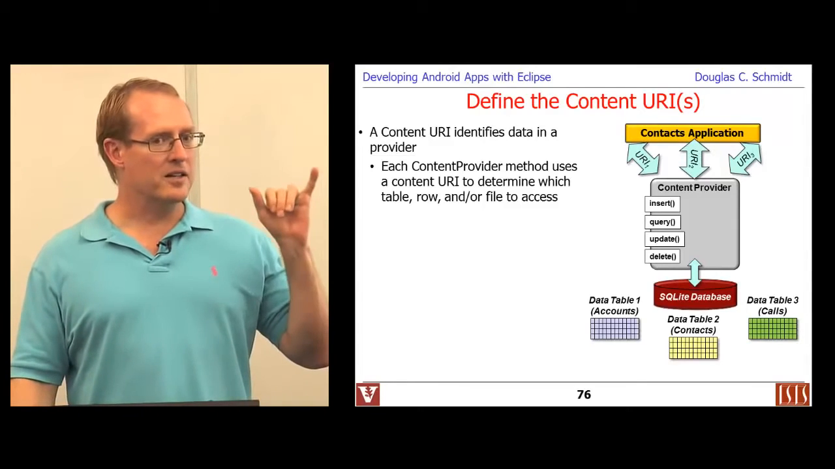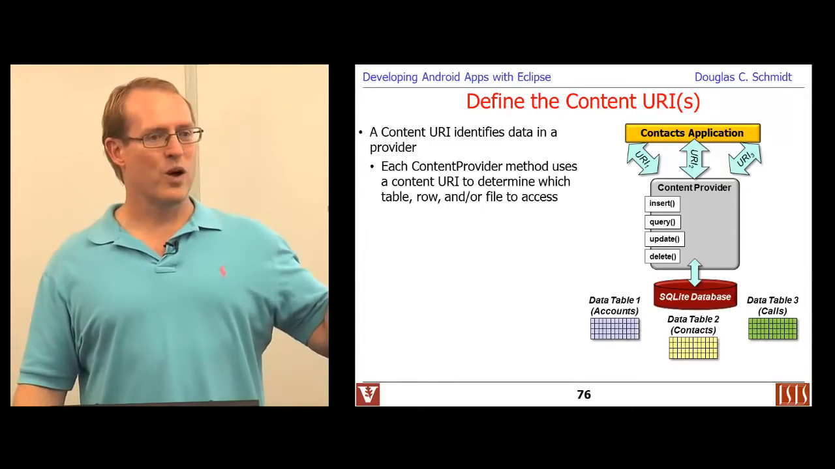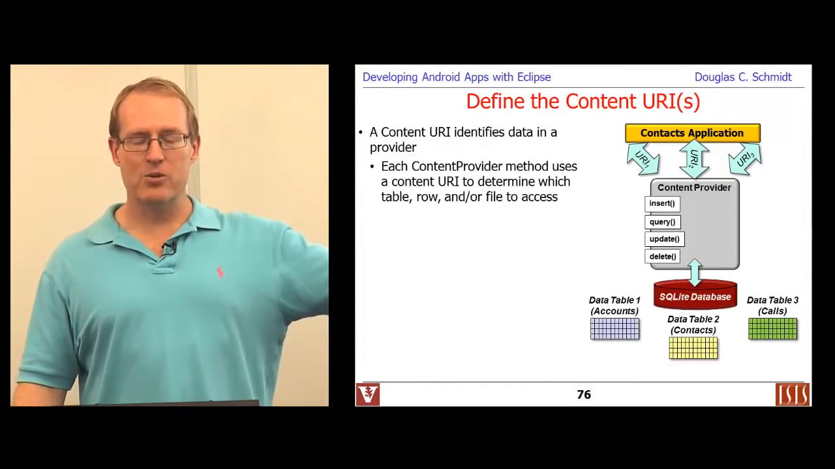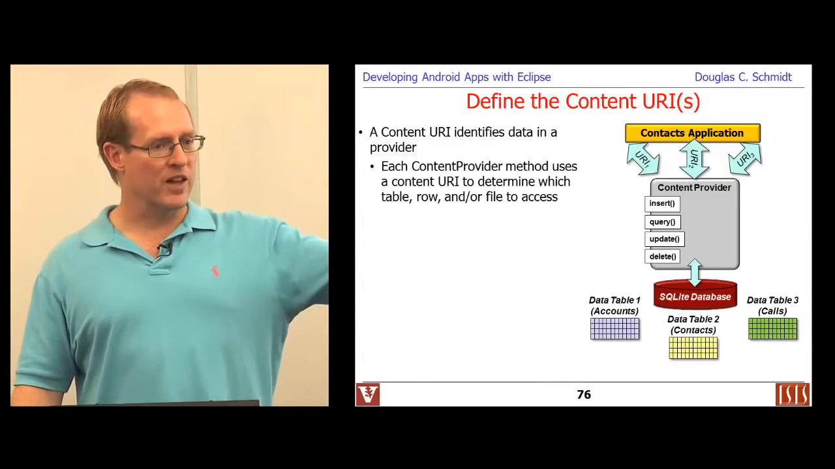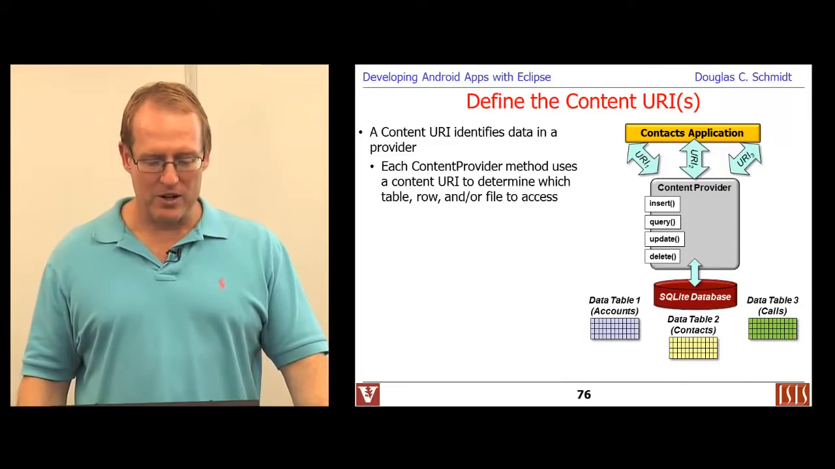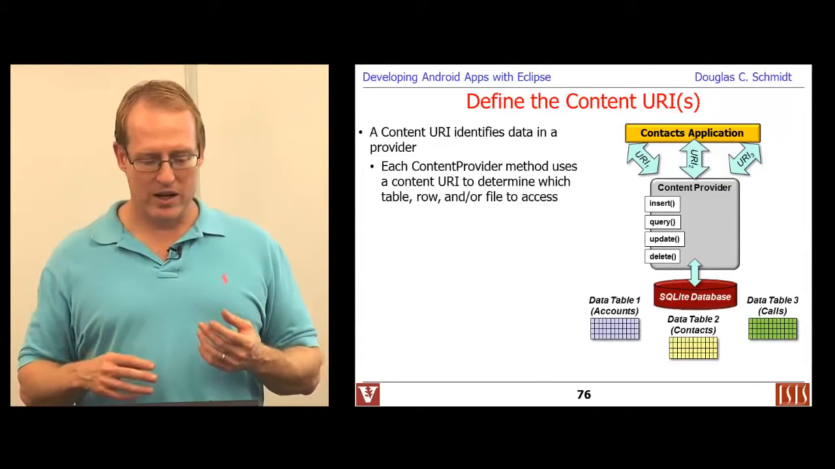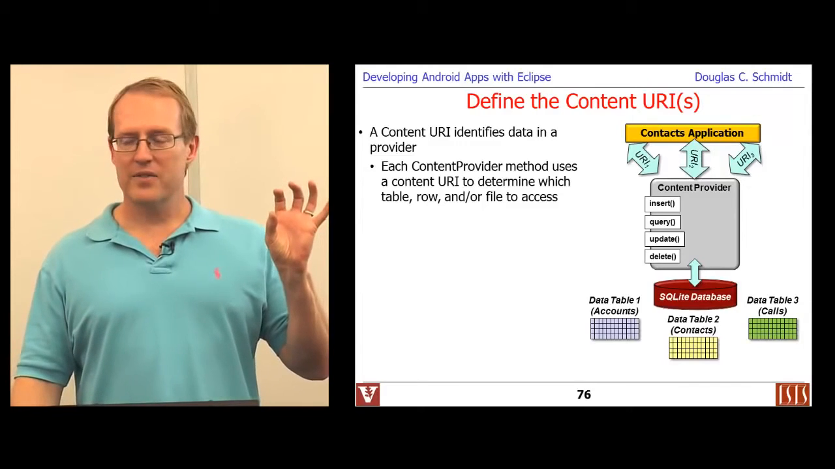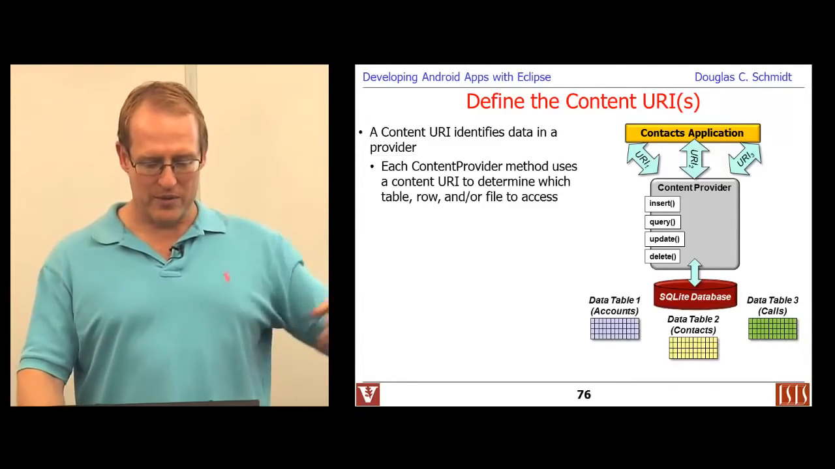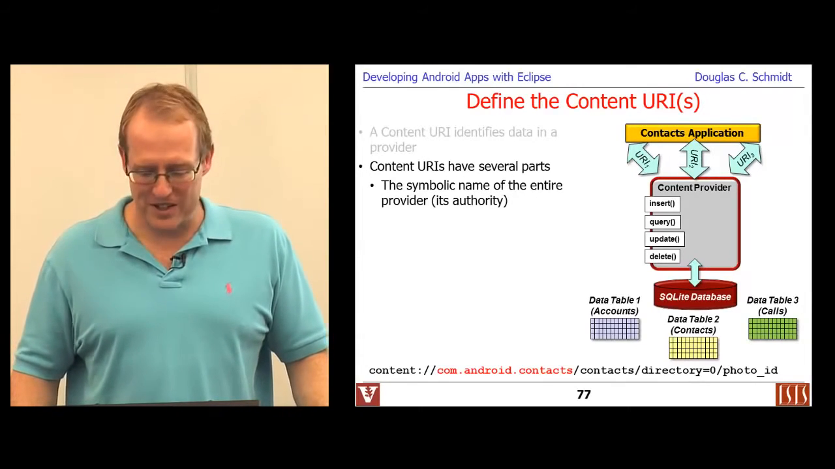So basically, the content URIs are not unlike a URL in web land, where they indicate how to unambiguously find a particular instance or a group of things. Each content provider method, like insert, update, delete, query, and so on, uses the content URI to figure out which table, which rows, which columns, and so on to access. There's a number of different parts involved here.